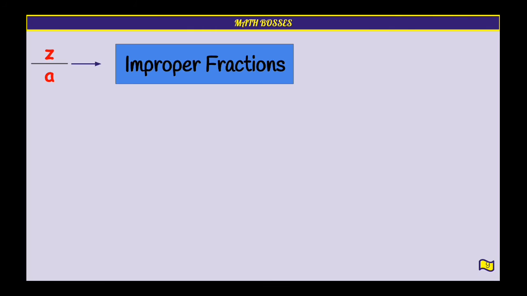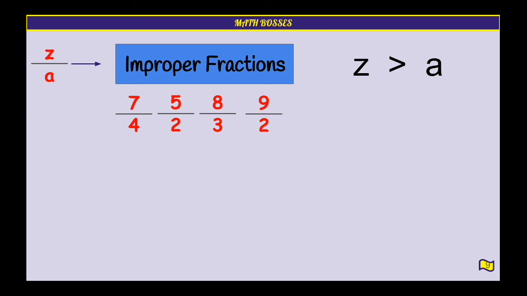Moving on, we have different types of fractions: the improper fractions and the proper fractions. In improper fractions, the numerator is always greater than the denominator, as we can see in 7/4 that 7 the numerator is greater than 4 the denominator, and the pattern repeats itself for all these examples and other improper fractions.